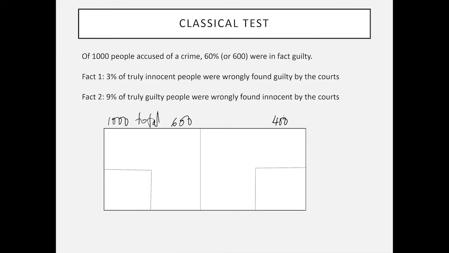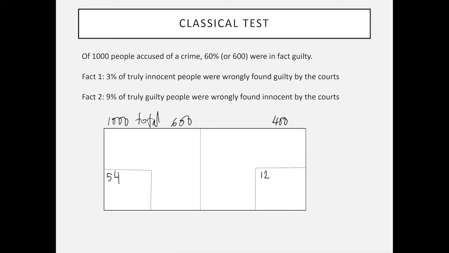But then it says that 3% of the truly innocent people were wrongly found guilty by the courts. So these are the 400 truly innocent people, and 3% of them were wrongly found guilty. That would be this group over here, 12 people. And then it says 9% of the truly guilty. The truly guilty are the 600, and 9% of them would be 54 people here.